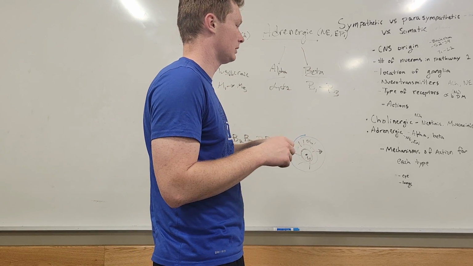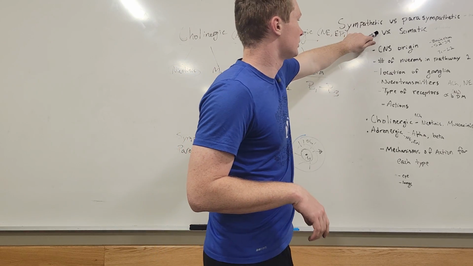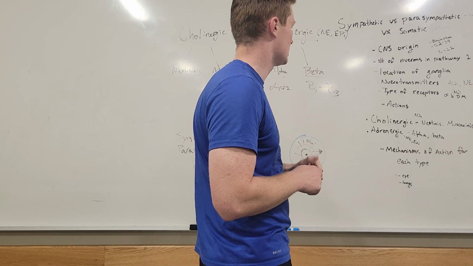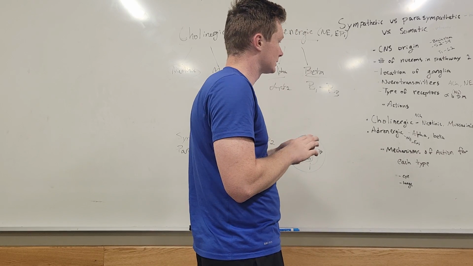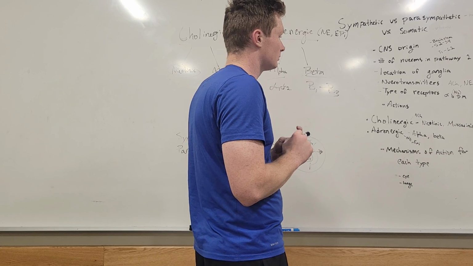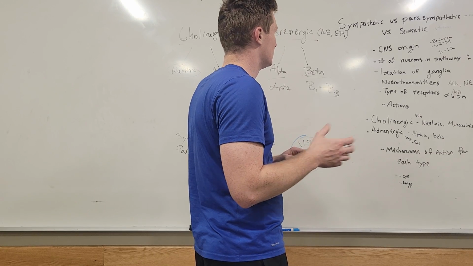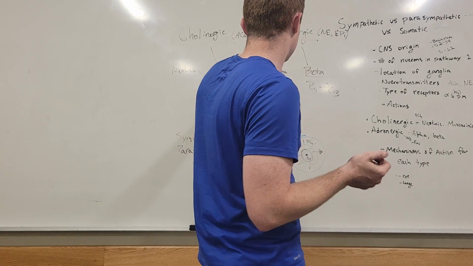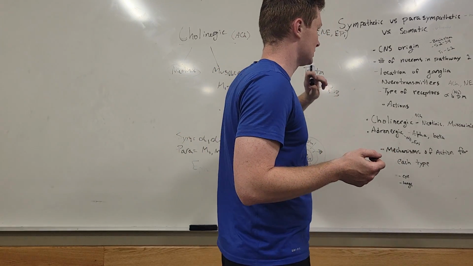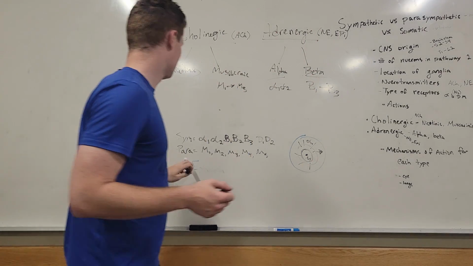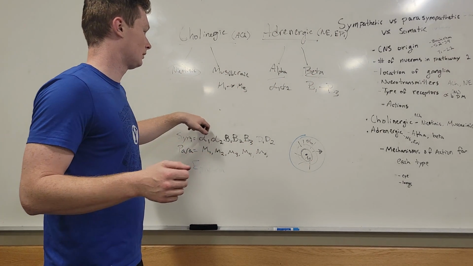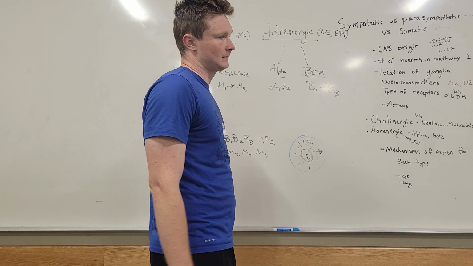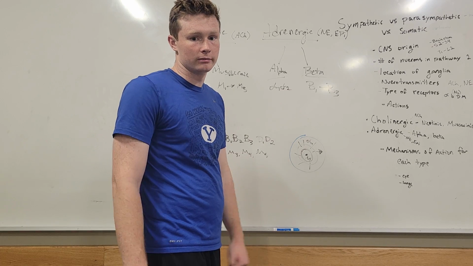And I think that's everything. We've gone over CNS origin, the number of neurons and pathway, which is 2, location of the ganglia, yes. Neurotransmitters, yep, ACH, norepinephrine, epinephrine, type of receptors, nicotinic, muscarinic, alpha and beta. Actions, yeah, we showed that. Usually muscarinic are opposites of alpha and beta. We have dopamine ones, but they usually just bond with dopamine receptors.